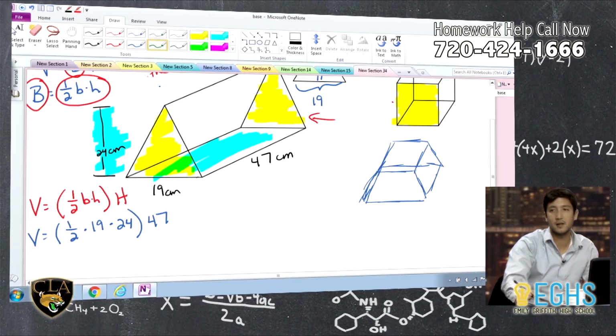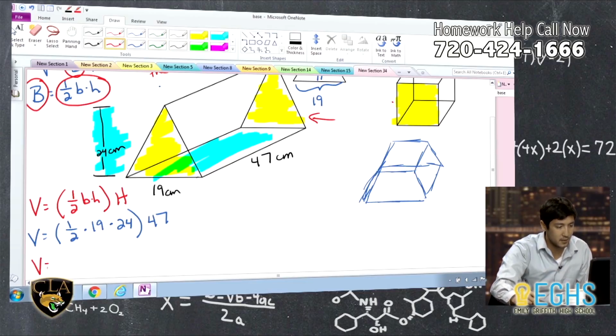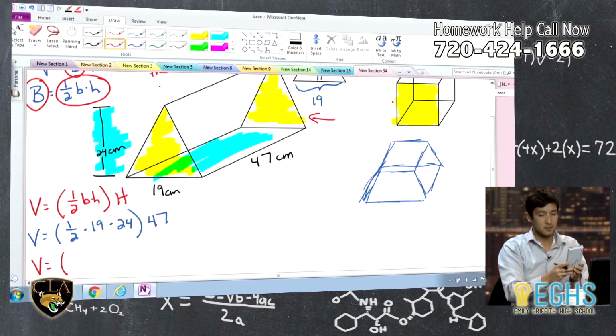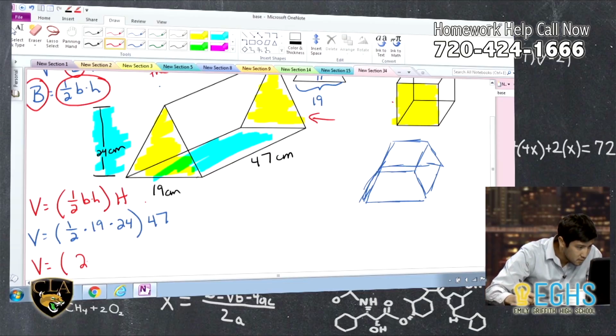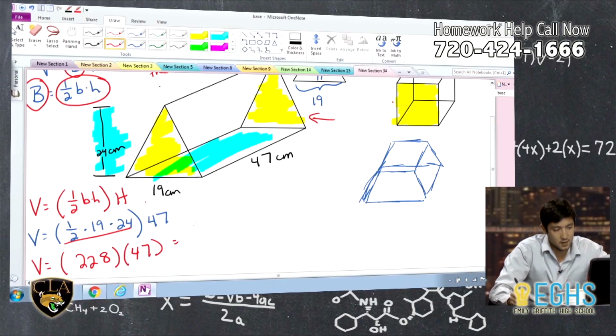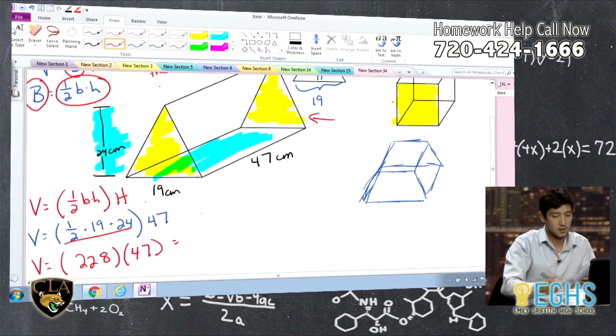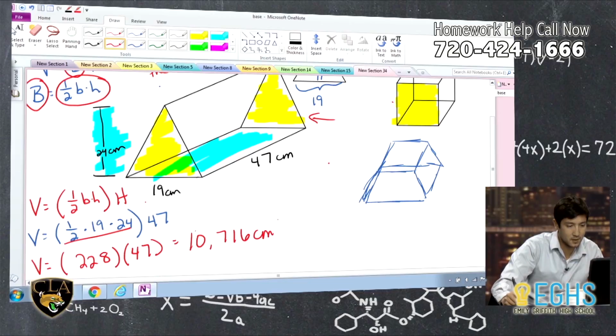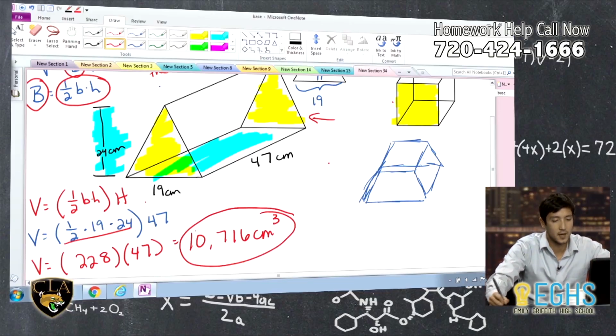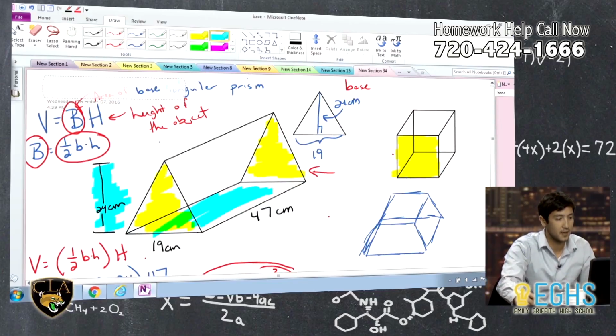And then from here, you could use a calculator, or you could just go through this step by step. But all we're doing is simplifying. Volume equals, you could do half of 24, which is 12, and then 12 times 19. Let me just do this in a calculator so I don't make a mistake here. It is 228, which is all of this, and then times 47. And we're going to get a volume of 10,716 centimeters cubed.